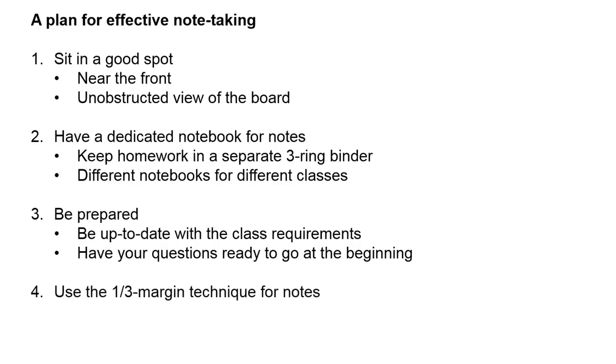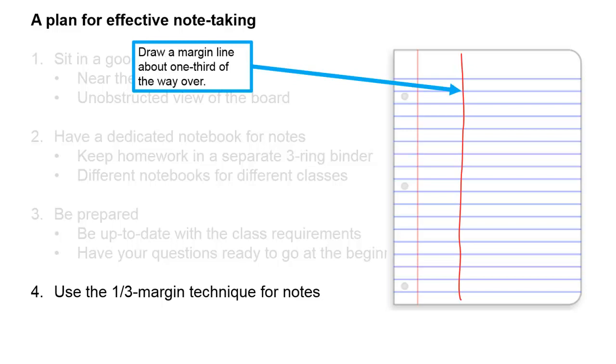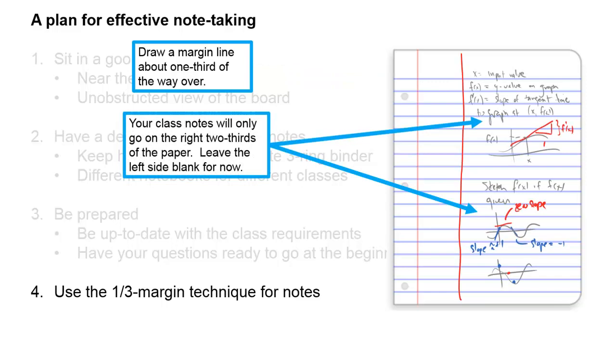Well, one is the one-third margin technique for notes. And if you're unfamiliar with this technique, it goes something like this. On each sheet of your notepaper, you want to draw a margin about one-third of the way through. It doesn't have to be particularly straight. You're just trying to shave off a third of the page on the left. Now, when you're in class, you're going to take all of your notes on that right two-thirds of the paper, and you're going to leave that left one-third side completely blank.